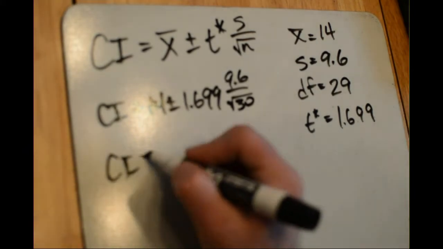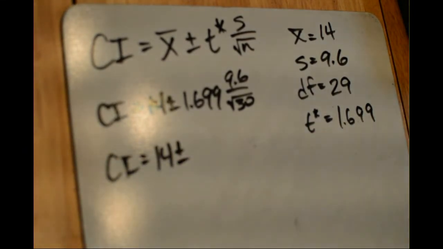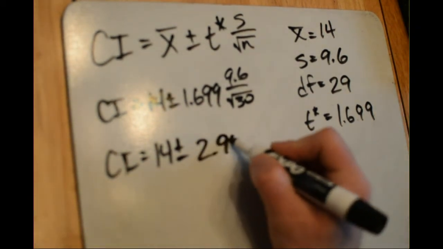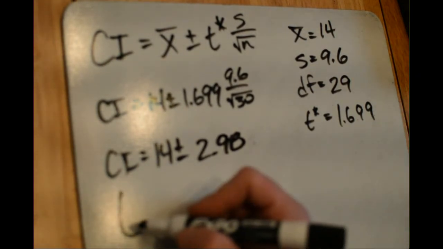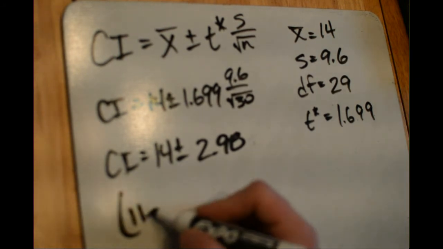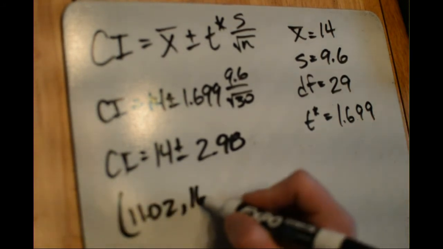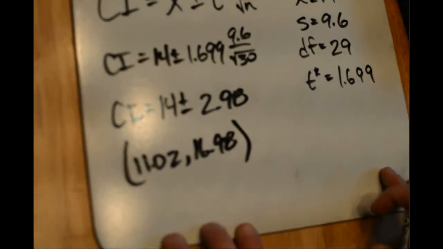If you go ahead and calculate that through, what you get is 14 plus or minus, what do we got here? 2.98. Which means our confidence interval is going to go from 11.02 to 16.98. So last thing is let's interpret what that interval means.